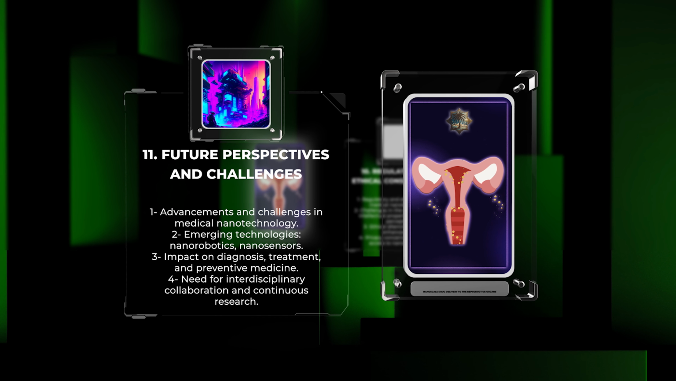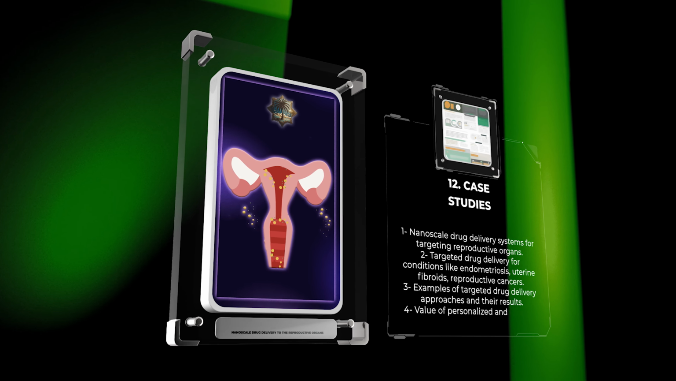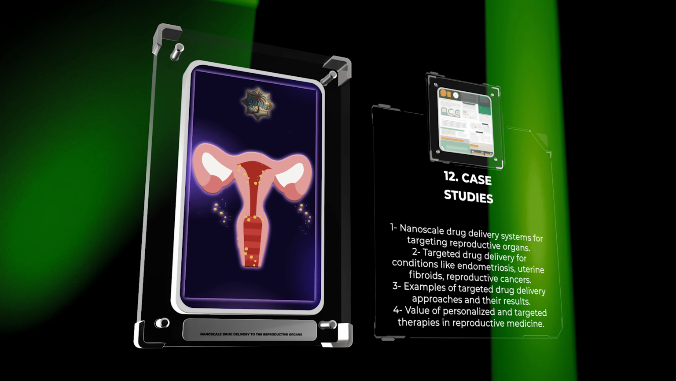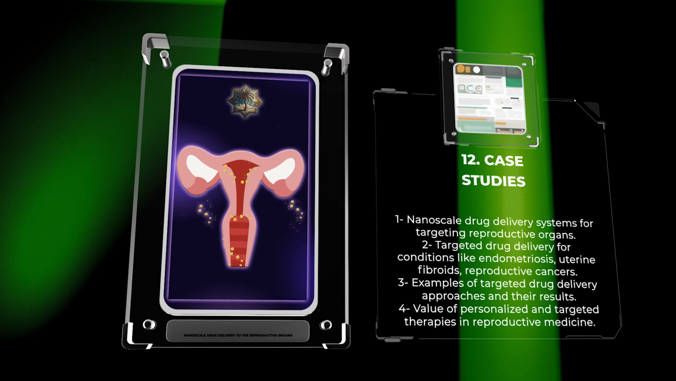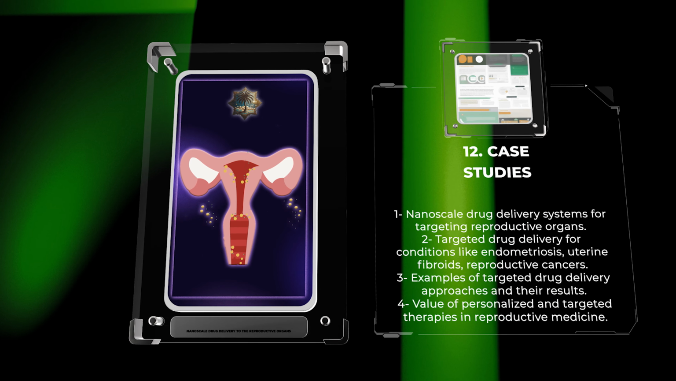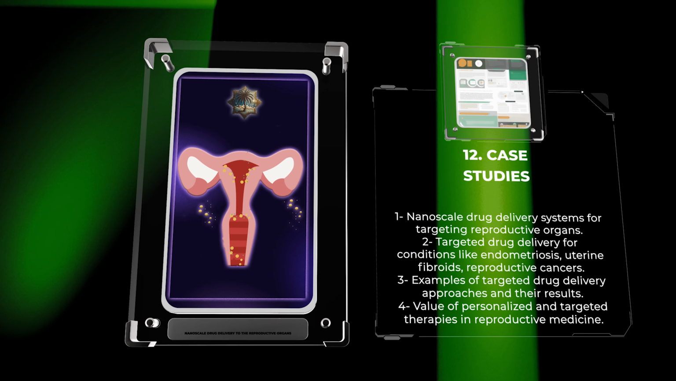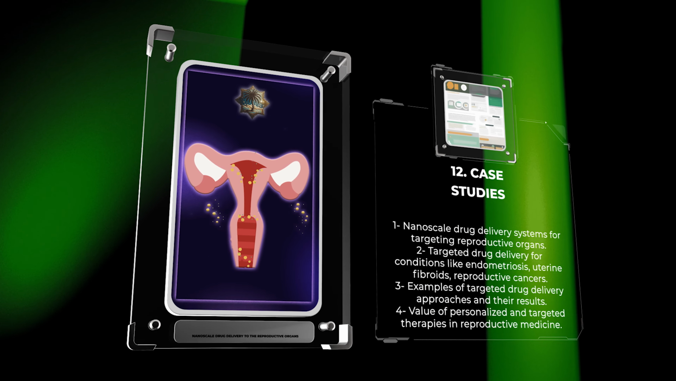In this particular case study, we will discuss the use of nanoscale drug delivery systems for targeting reproductive organs. By leveraging the unique properties of nanoparticles, scientists have developed innovative approaches to deliver drugs specifically to the reproductive system. This has significant implications for the treatment of conditions such as endometriosis, uterine fibroids, and various types of reproductive cancers.